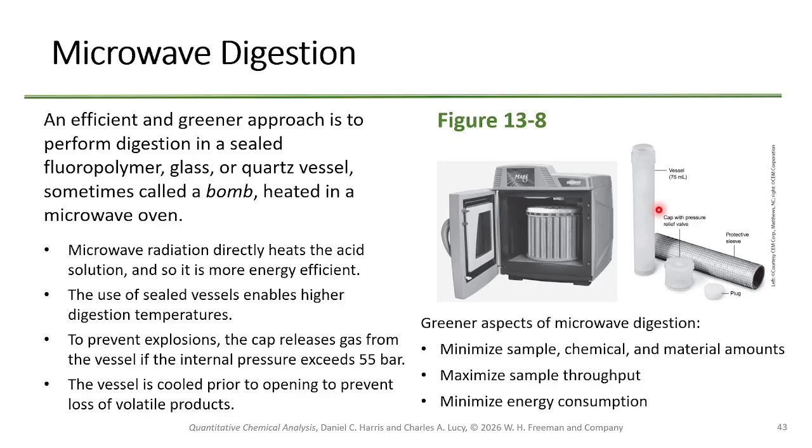To prevent explosions, your CAS actually releases gases from the vessel if the internal pressure exceeds 55 bar. Note 55 bar is pretty high. And so it does not act as a bomb and blow up, though it does vent. The vessel is going to be cooled prior to opening to prevent loss of volatile products.